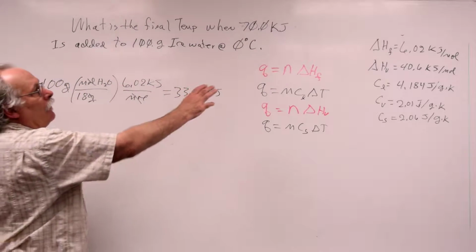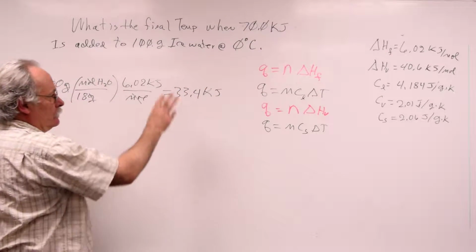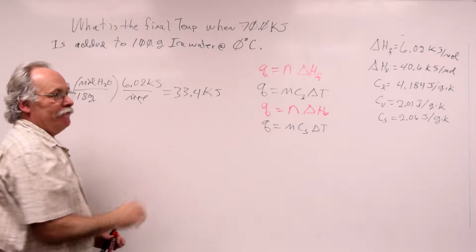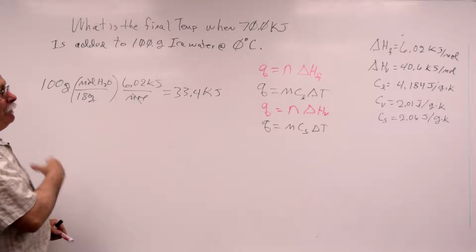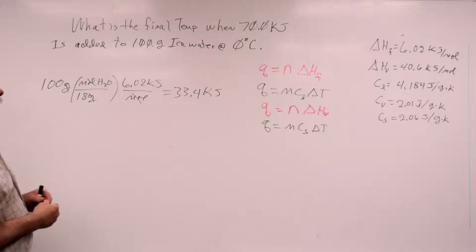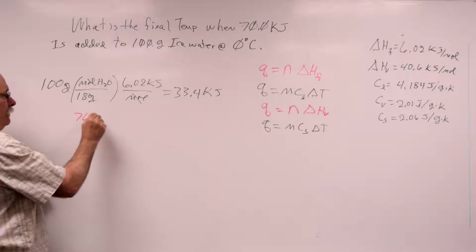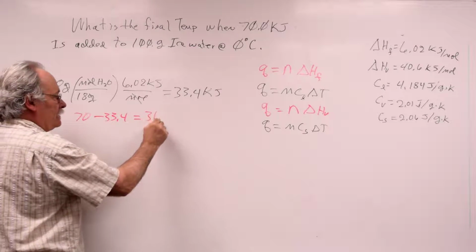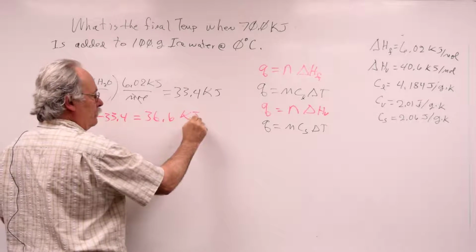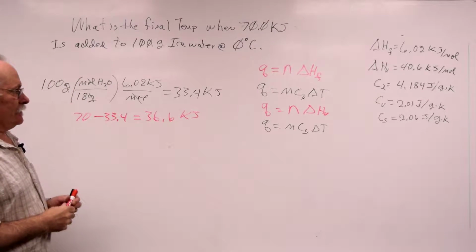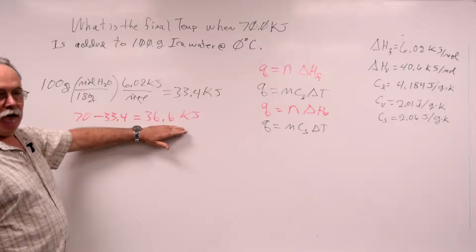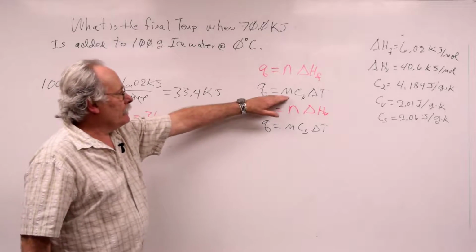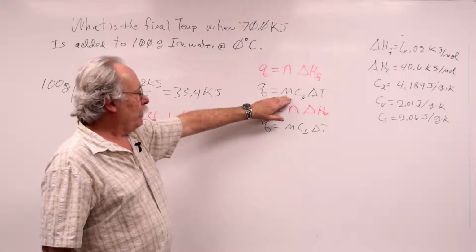So we know that if we add 70 kilojoules, the first 33.4 kilojoules would be used to melt the ice. So 70 minus 33.4 is equal to 36.6 kilojoules. Now we have to ask ourselves, is 36.6 kilojoules enough to raise the temperature to the boiling point?